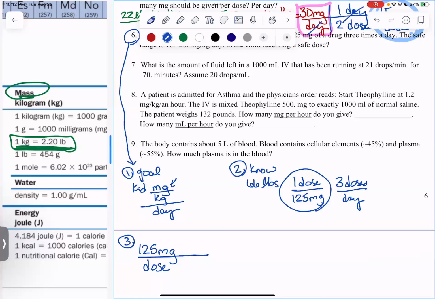If they weigh 66 pounds, we know that we're going to have to convert that. 66 pounds, we convert that to kilograms. We know we have 2.20 pounds in 1 kilogram. So 66 divided by 2.2, 66. I don't know why I thought it was 6.6. Divided by 2.2 gives us 30. So we have a 30 kilogram kid, right?